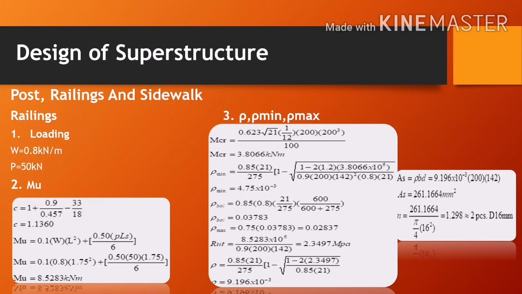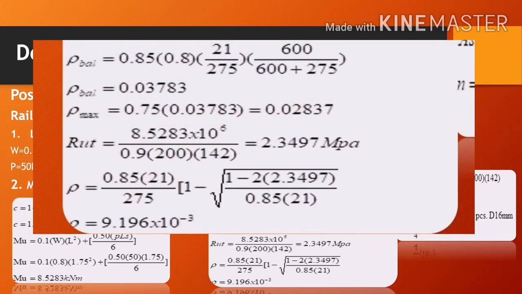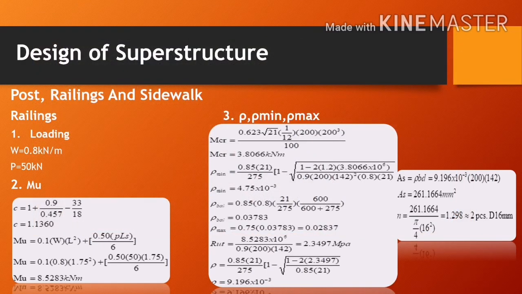The maximum steel ratio is equal to 0.85 of the balanced steel ratio, where the balanced steel ratio is 0.85 beta 1 times fc' over fy multiplied by 600 over 600 plus fy. With the formulas given, we have gathered a data of Mcr equal to 3.8066, minimum steel ratio of 4.75 times 10 raised to negative 3, balanced steel ratio equal to 0.03783, and the maximum steel ratio of 0.2837.